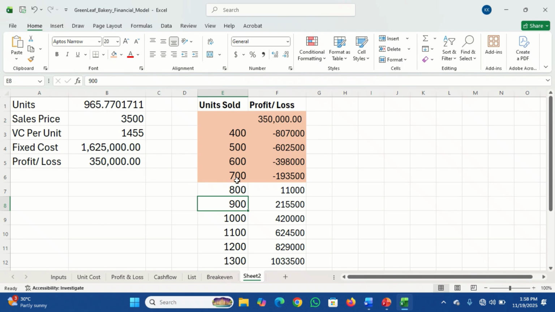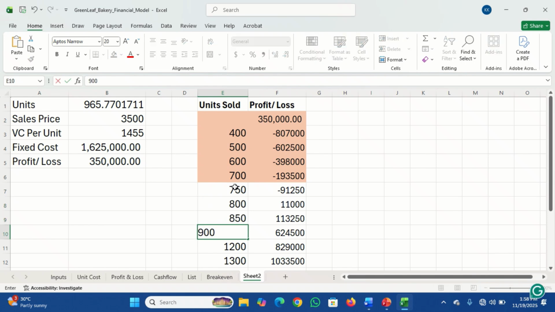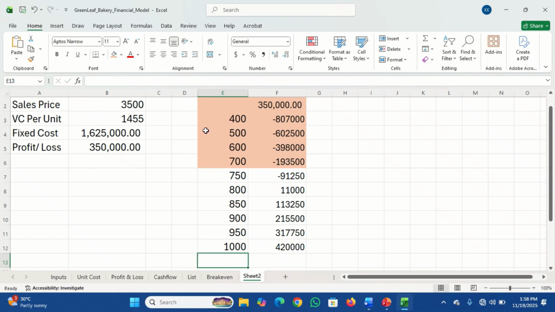So assuming we want to just break even here, we can change this to 750, 800, 850, 900, 950, 1,000. Okay, so this is how it works now. Even at 750, we are still losing 91,000. It is only at 800 that we get there. So if I just want to break it down, we still get at that.